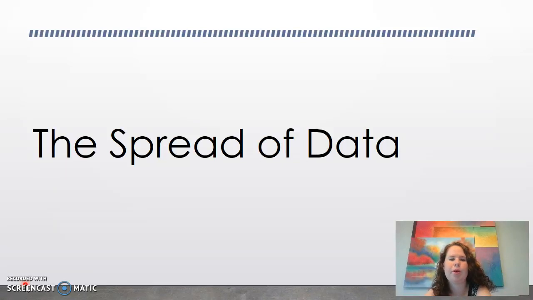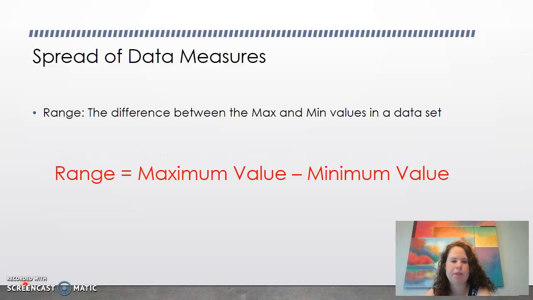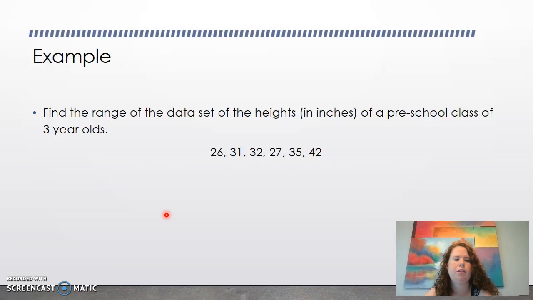In this video, we'll talk about measuring the spread of data. There are a couple of different spread of data measures. The first one we're going to talk about is the range. The range is the difference between the max and the min values of a data set. That's just very simply stated. We've done this before, just not in terms of statistics.